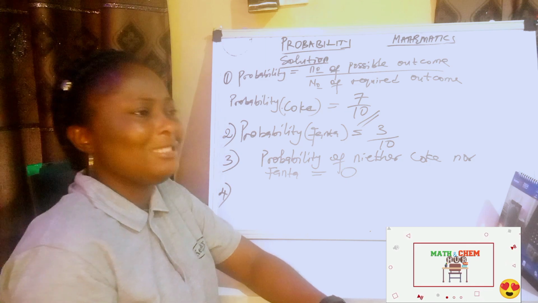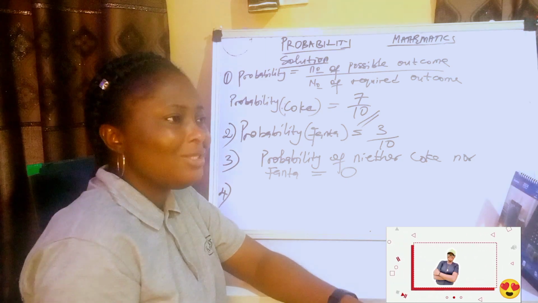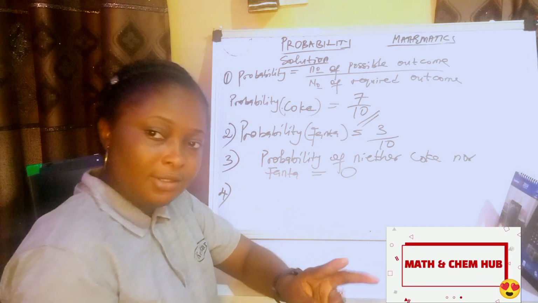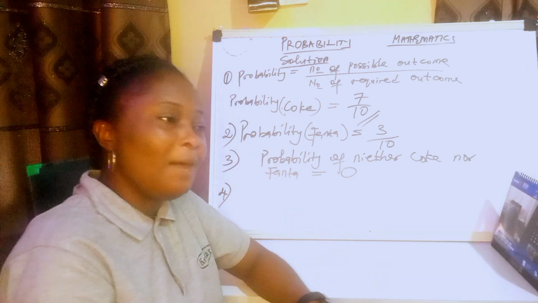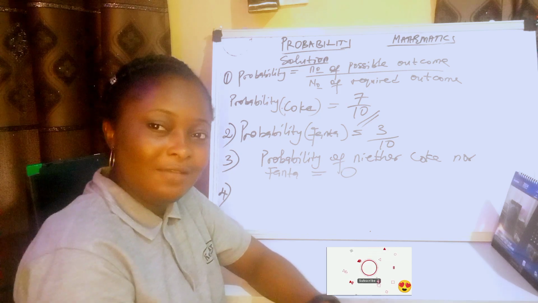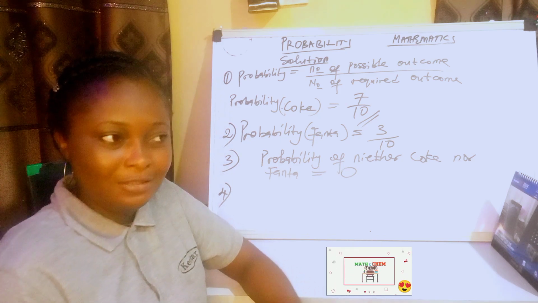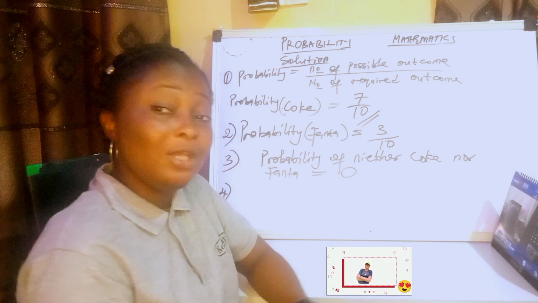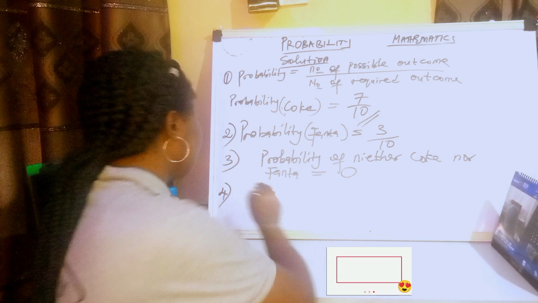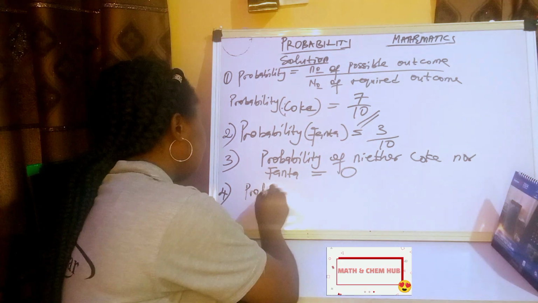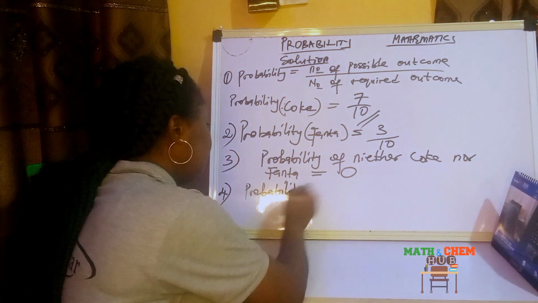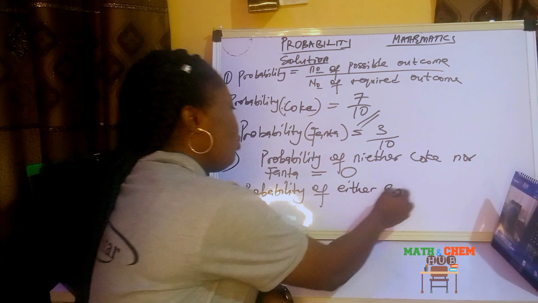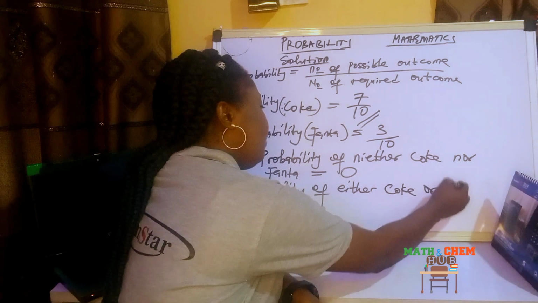So the probability that the student chosen likes either Coke or Fanta is 1, because the student is still among the 10 students. 7 of them like Coke and 3 of them like Fanta. So it's either the student likes Coke or she likes Fanta. So it's true, therefore the probability of either Coke or Fanta is equal to 1.